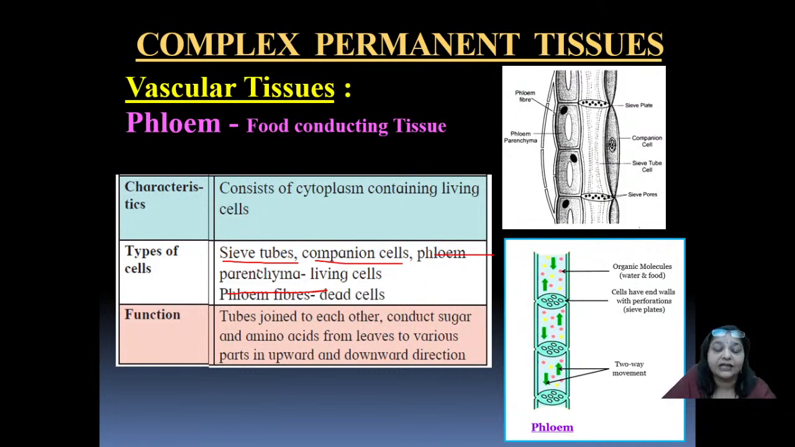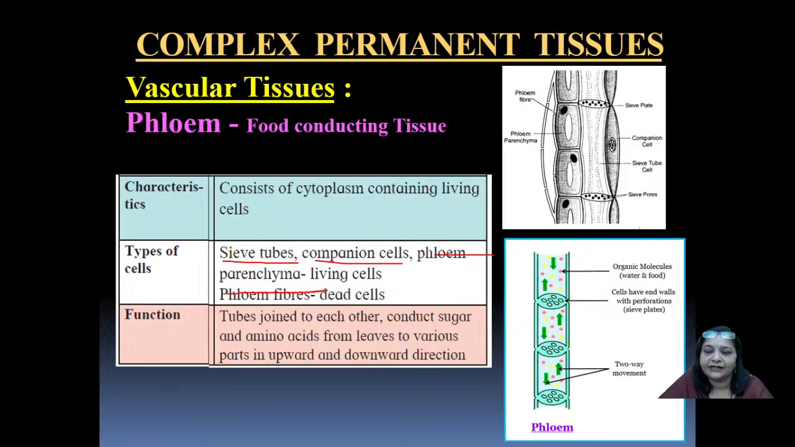They are all dead cells. The sieve tubes, companion cells, and the phloem parenchyma are all living cells. So here you can see how they are arranged. The parenchyma, which contains the nucleus, and of course the vacuole and cytoplasm here, they are all living cells. Here you can see the sieve tubes arranged one above the other, having the sieve plate.